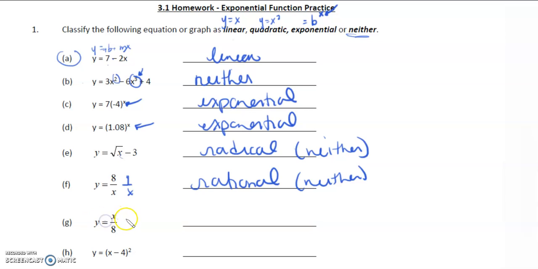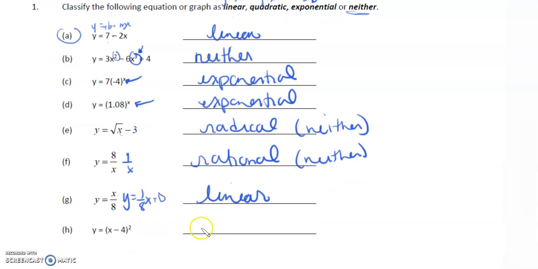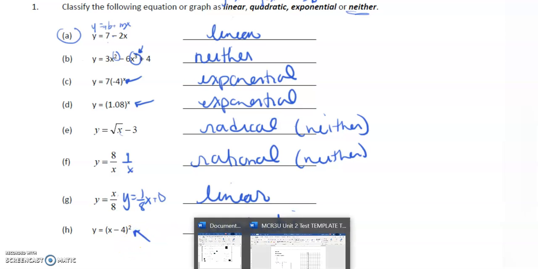This is linear. This is actually like y equals 1/8x, and then obviously it's plus 0, so this is linear. And then that last one here is quadratic, because we have an x squared term.